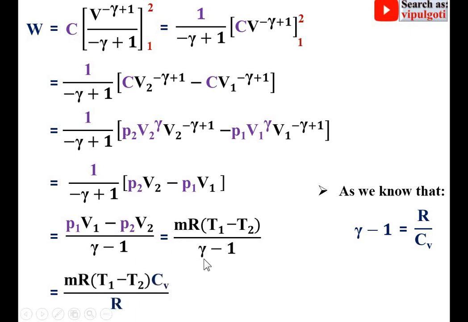and gamma minus 1 is equal to R by CV. So you can understand it is R by CV, and I have used different colors so you can understand it easily. So further simplification, so R and R will be cancelled, so that the work done during the adiabatic process is mCV T1 minus T2. And this is a very important relation for the adiabatic process to find the work done. So make a box.